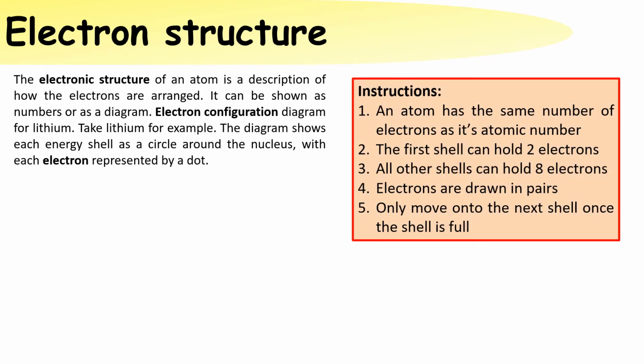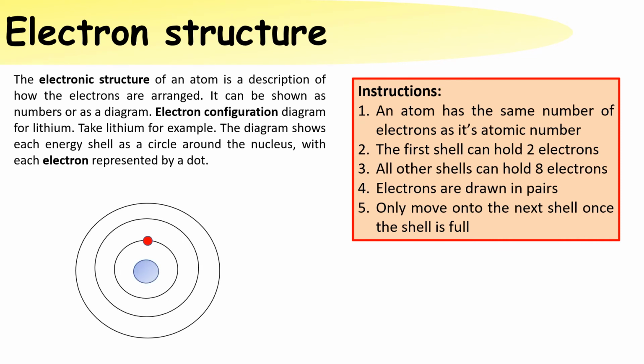The instructions to draw an electron diagram are that we start off with an atom. Remember that the number of electrons it has is the same as its proton number. The first shell can only hold 2 electrons. All the other shells can hold 8 electrons. When you go above 4 in all but the first shell, electrons pair up. Only move onto the next shell once the shell is full.